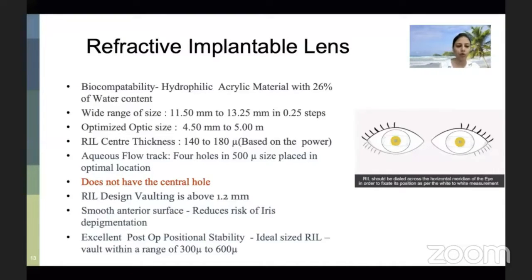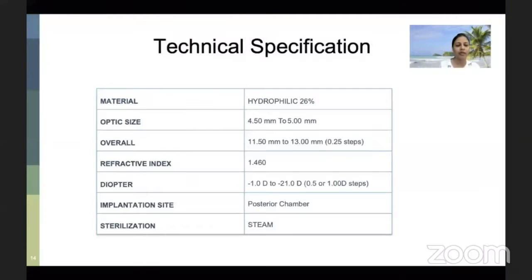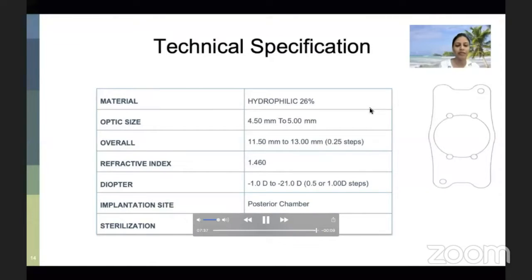It has 4 holes for aqueous flow tracking. However, it does not have a central hole. Vaulting is above 1.2 mm with a smooth anterior surface. It is available in a wide range of -1 diopters to -21 diopters.